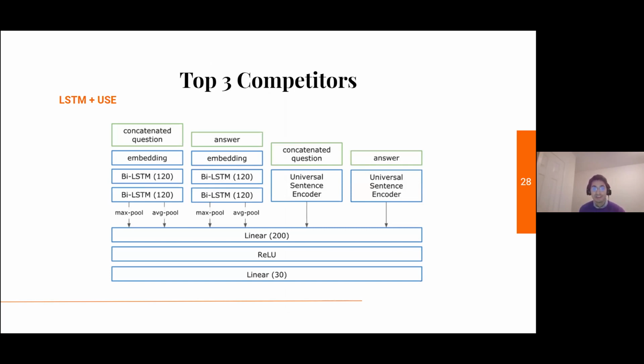This was a model he utilized for his LSTM. So he put his concatenated question plus word embeddings into a bidirectional LSTM, and then he max pooled and average pooled it before sending it into a linear layer. Then he sent his answers through an embedding layer and then into the bidirectional LSTM, and did the same thing, max pooling and average pooling.